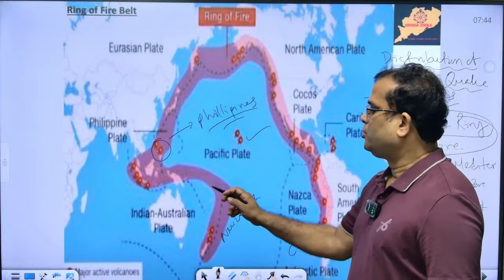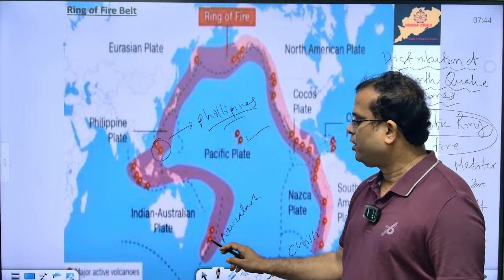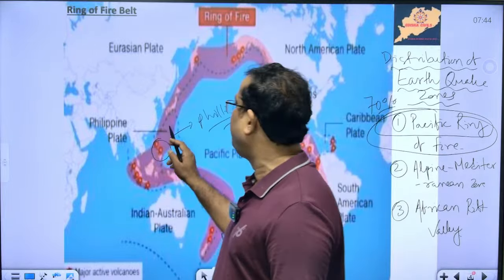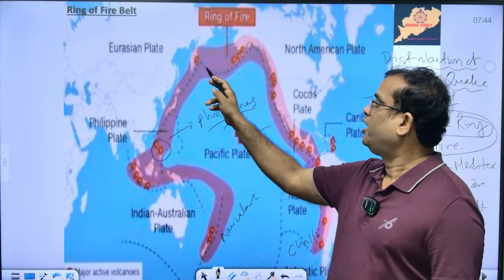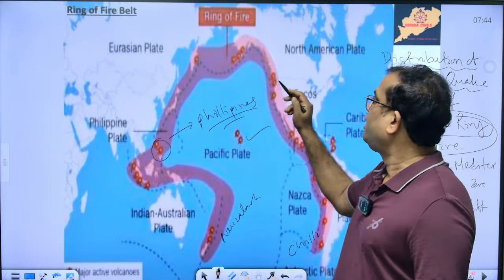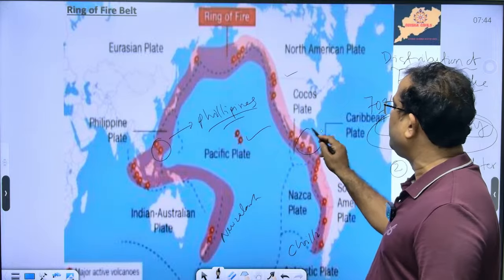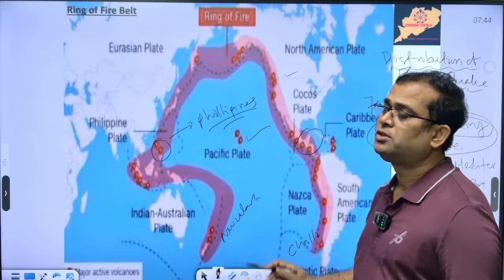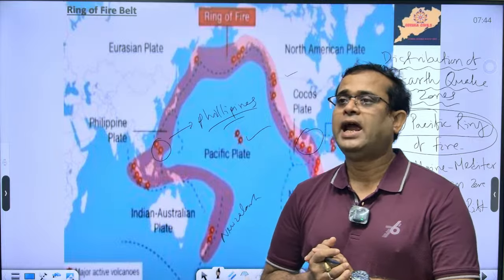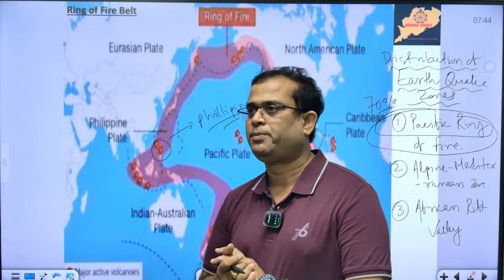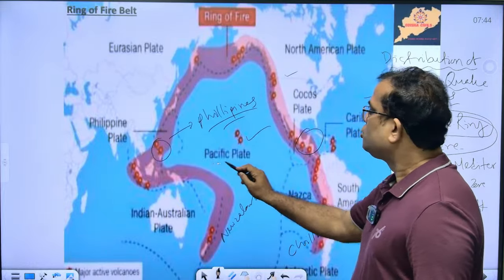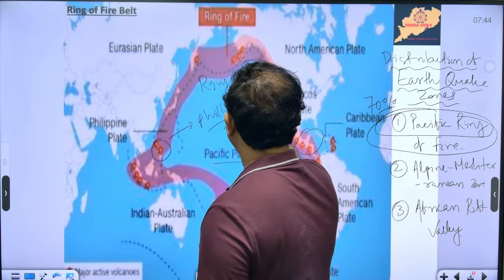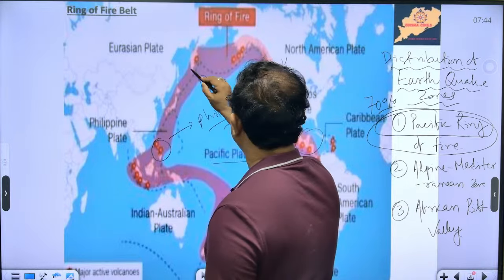It starts from New Zealand, then Australia, then Papua New Guinea, Indonesia, Philippines, entire China, Japan, Russia, the Kamchatka Peninsula, then North America and Central America, and then South America. The Pacific ring of coverage is such a huge one, and it covers the entire Pacific zones. This is the ring of fire. Please make a note of this.